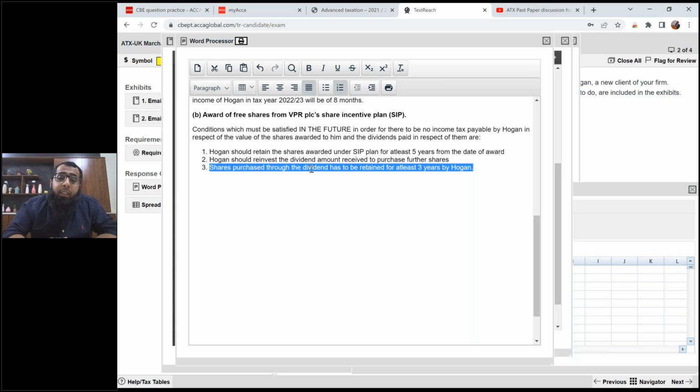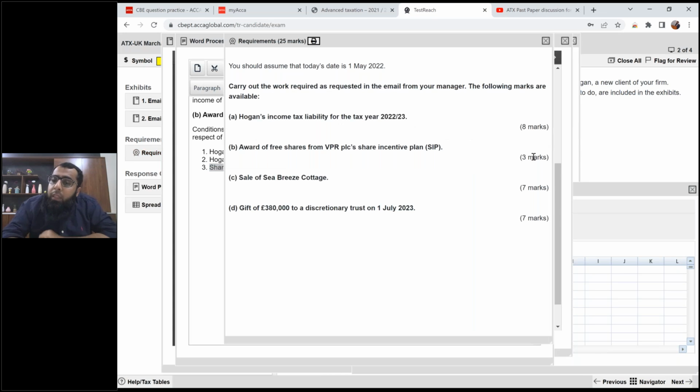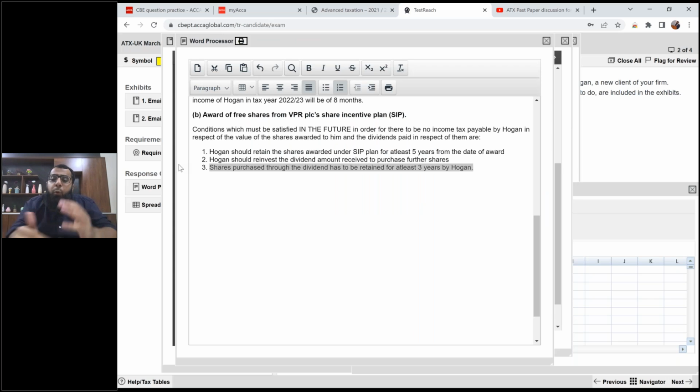See, one student has asked, sir, why are we not explaining the two situations, that if we sell before 3 years, then the tax is on disposal proceeds, and if we sell after 3 years but before 5 years, then the tax is on the lower of, like the rules which are written here? Why are we not explaining them? Because look at the marks in the requirement. There are only 3 marks. So writing so many rules in detail would be wasting your time. Okay. So I will repeat it again. If you want to understand the concept, let me explain it for you, but it was not required to write in the answer.